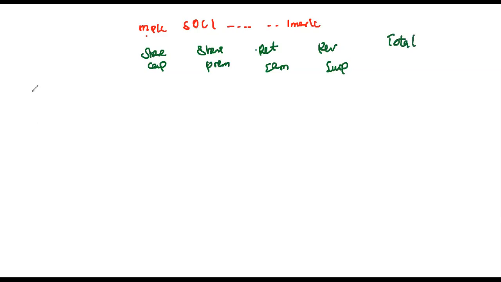As usual, simply bring in the opening balances. It never changes. Opening balance, there you go. Since these are shares, did they issue any shares? So you bring in the additions during the year. What else can you bring in? As you know, you have to find out whether they paid any dividends. Dividends paid, simply put them here.